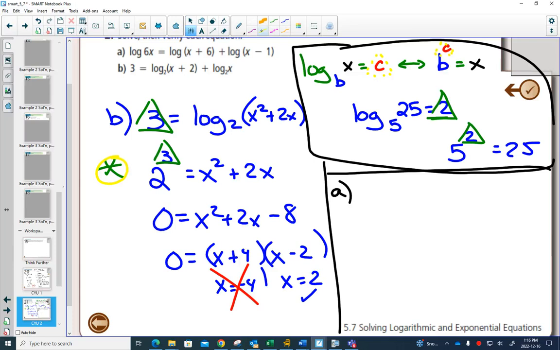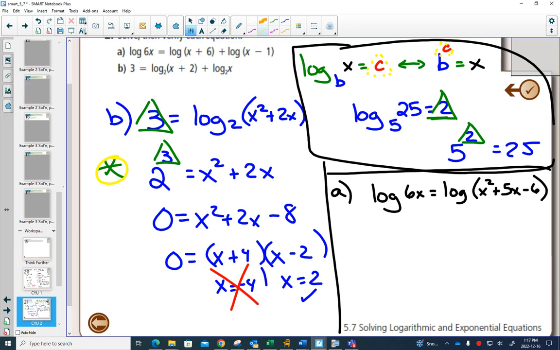Now the reason we left A is you could do A exactly the same as we did B, get a single logarithm and solve for it. However, there's a shortcut in A that I want to show you. So the shortcut in A, first of all, can you see that on the right-hand side, I could combine those to be a single logarithm by doing x plus 1 times x minus 1, x plus 6 times x minus 1, which would give me x squared plus 5x minus 6.